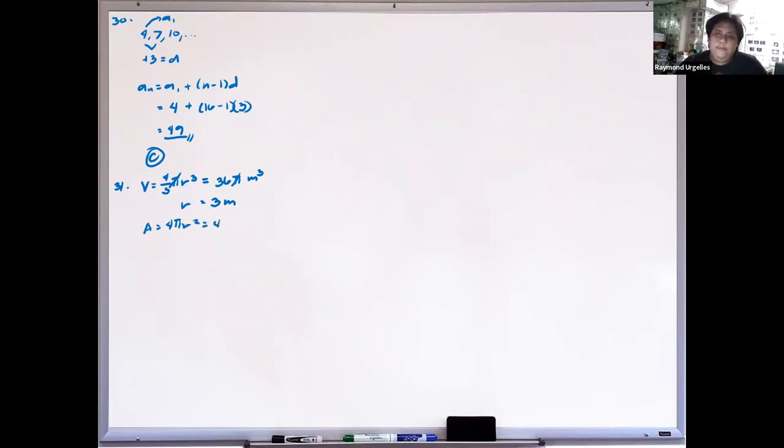Okay, so we get 4 pi, multiplied by 3 meter squared. So then you will get 36 pi square meters. So pareho lang, diba? So kaya yung sagot natin dito is 36 pi, so we have letter A.